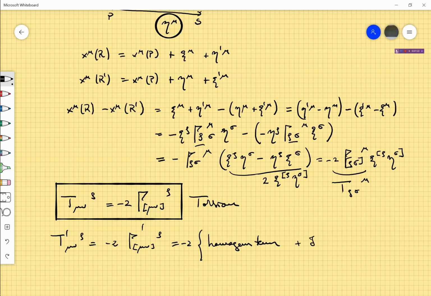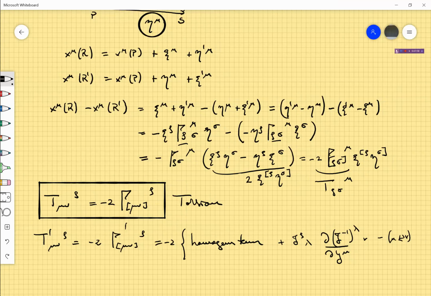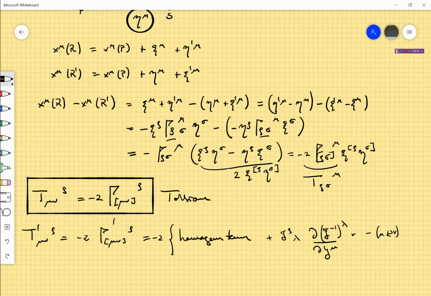This inhomogeneous term was J rho lambda partial with respect to y mu of J minus 1 lambda and nu. So this is the term that appears in the transformation of gamma. Now you have to subtract the same term but with mu and nu interchanged. This is expressed in this way. The antisymmetrizer introduces a factor of 1/2, but this factor cancels with the factor of 2 here.